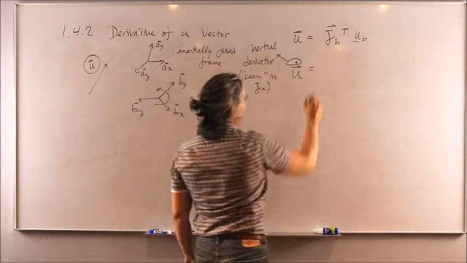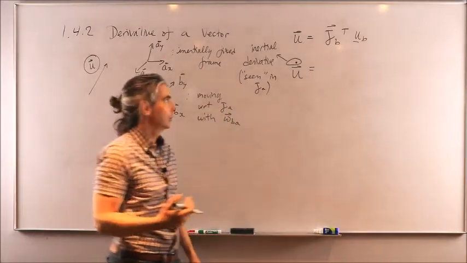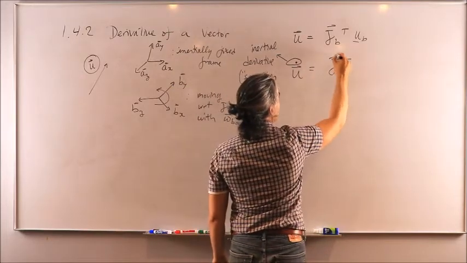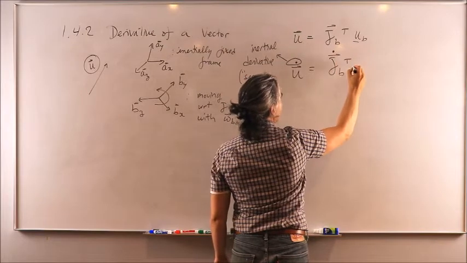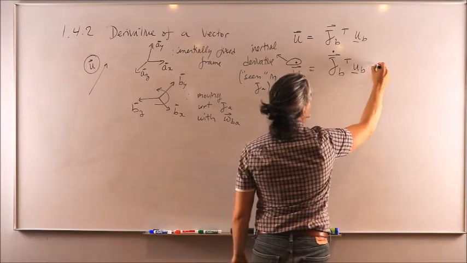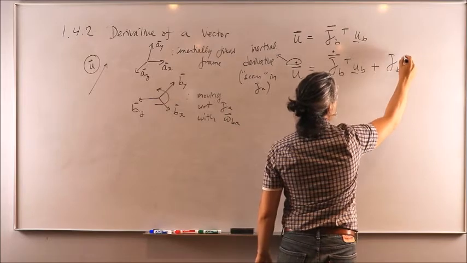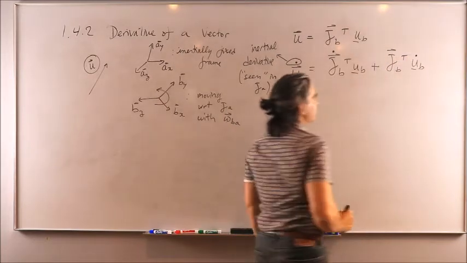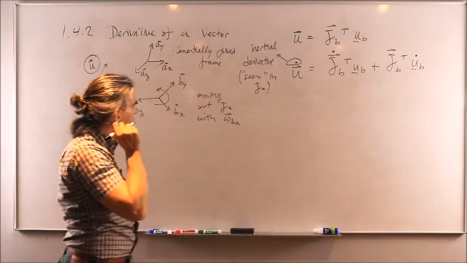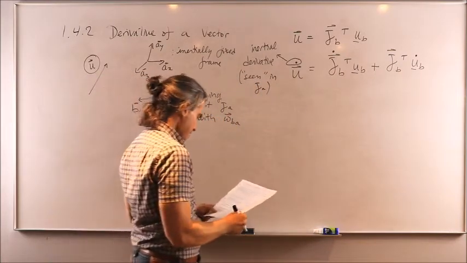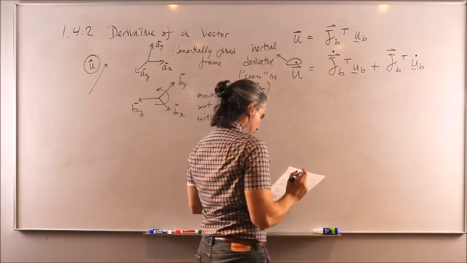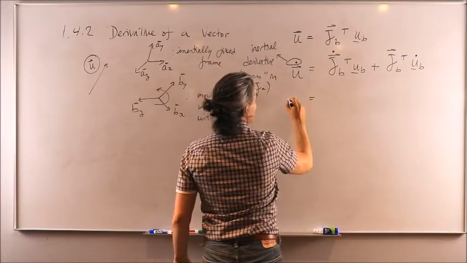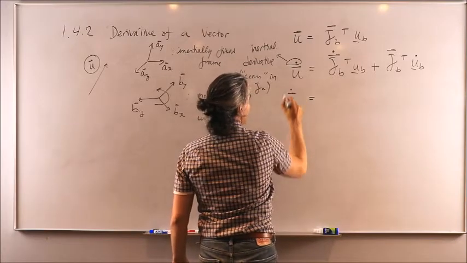Well, to do that, all we have to do is apply the chain rule to this very simple equation. So we're going to take the time derivative of the vectrix here, times ub, plus the transpose of the vectrix times the time derivative of ub, like that. That is the inertial derivative of the u vector.